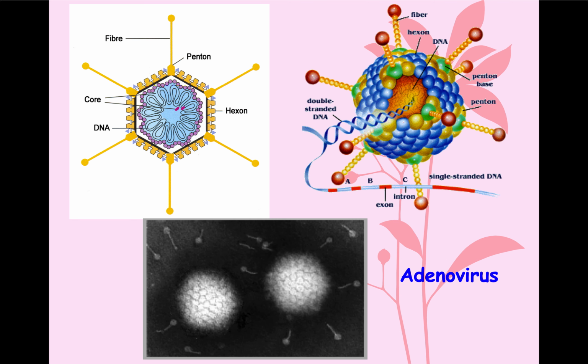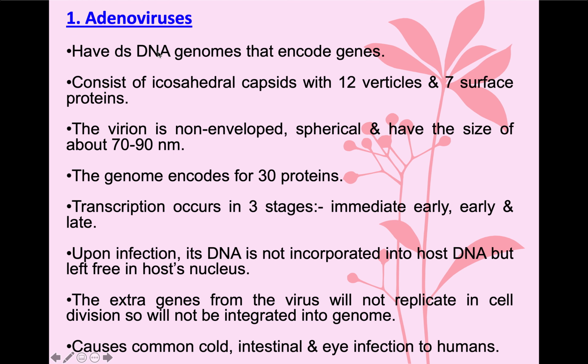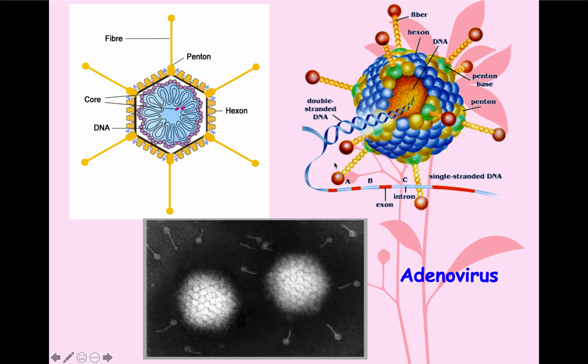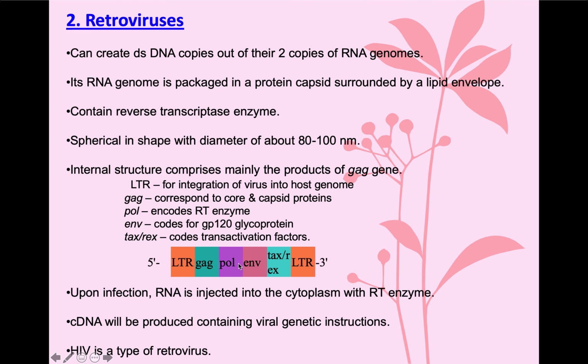And this is, like I said, how it looks in nature. This is the icosahedral, kind of like it has 6 sides, okay, but a 3D structure. So this is how it looks. It basically has the 7 surface proteins and whatnot. So it's actually very small. This is the TEM photograph of the adenovirus.